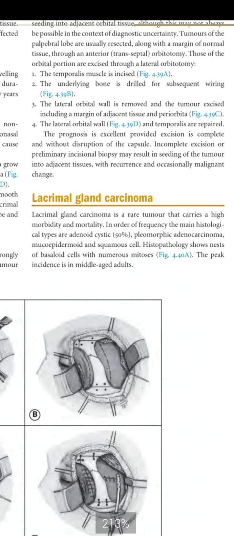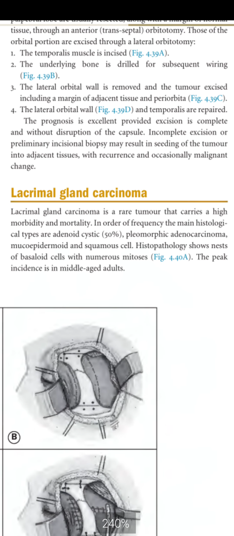Next is the lacrimal gland carcinoma. Lacrimal gland carcinoma is a rare tumor that carries a high morbidity and mortality. In order of frequency, the main histological types are adenoid cystic, pleomorphic adenocarcinoma, mucoepidermoid, and squamous cell. So I remember it with the APMS.